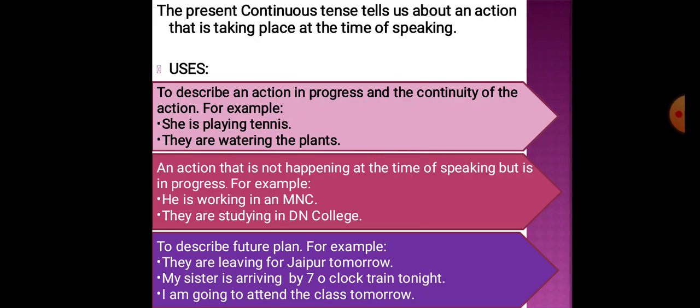It is also used to describe future plans. For example, they are leaving for Jaipur tomorrow. My sister is arriving by 7 o'clock train tonight. I am going to attend the class tomorrow.